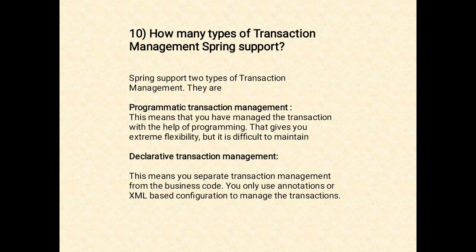The 10th question is, how many types of transaction management does Spring support? Spring supports two types of transaction management. The first one is programmatic transaction management. This means that you manage the transaction with the help of programming. That gives you extreme flexibility, but it is difficult to maintain. The second one is declarative transaction management. This means you separate transaction management from the business code. You only use annotations or XML based configuration to manage the transactions.